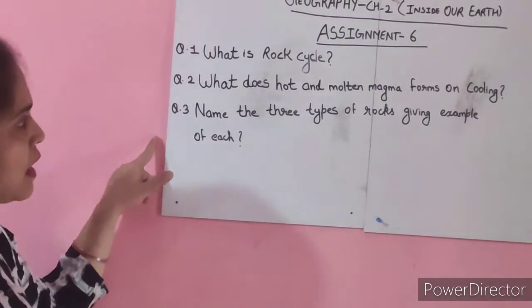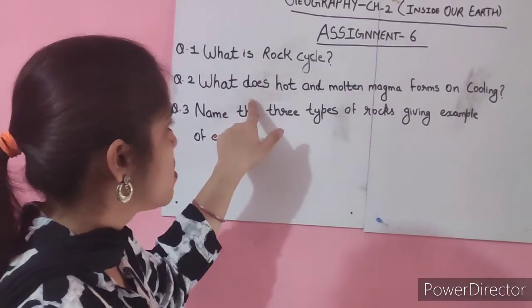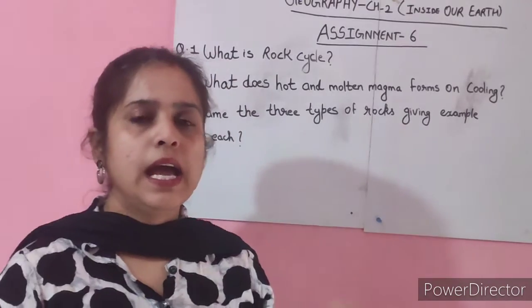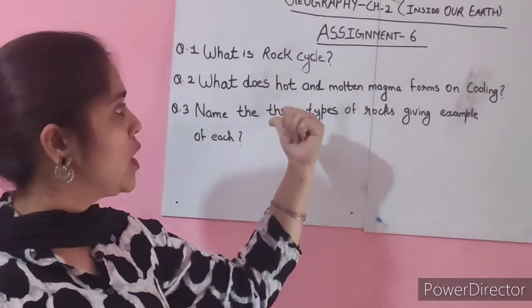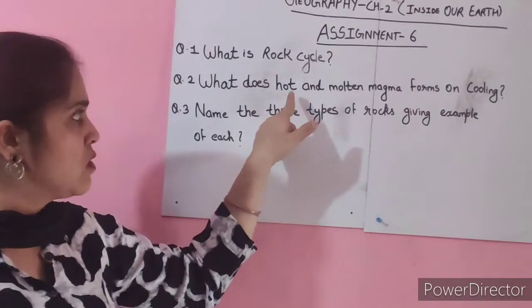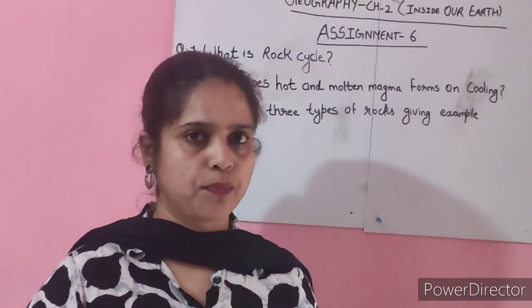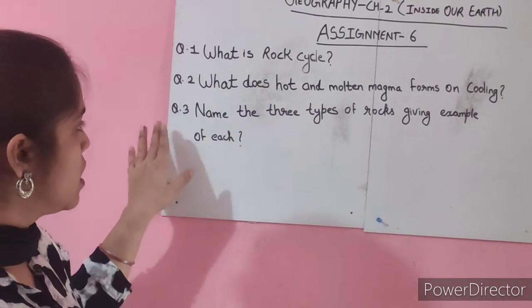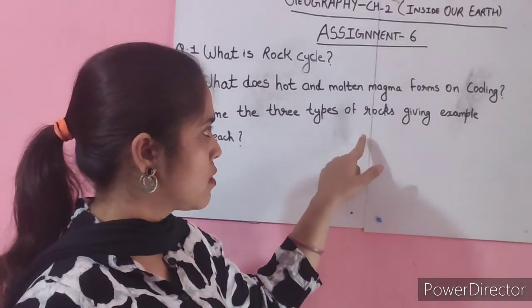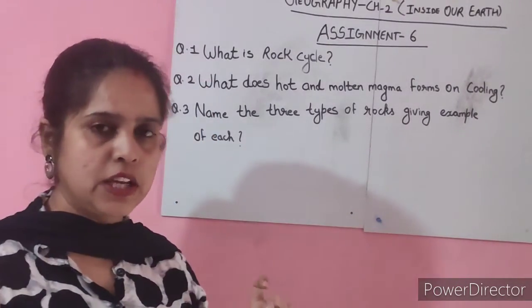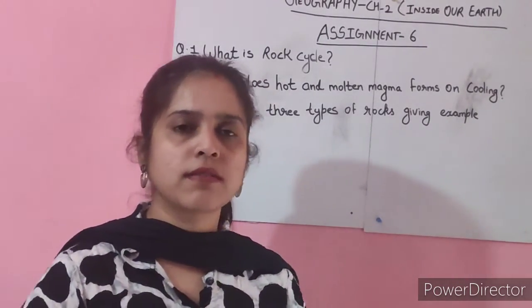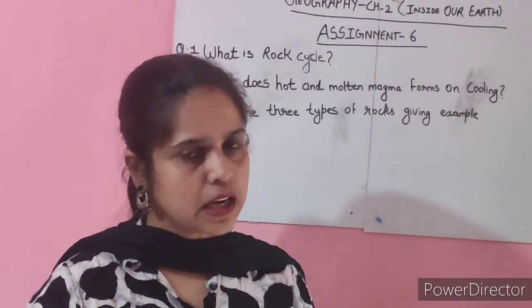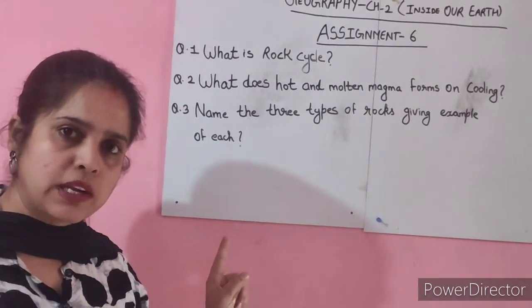Clear? Second question, what does hot and molten magma forms on cooling? In this you have to write down which type of rock is formed when this hot and molten magma cools down. This question is clear? Very good. Then third question, name the 3 types of rocks giving example of each. You have to name all the 3 rocks giving one example of each type of rock. Clear? I think you all will be able to do these questions.